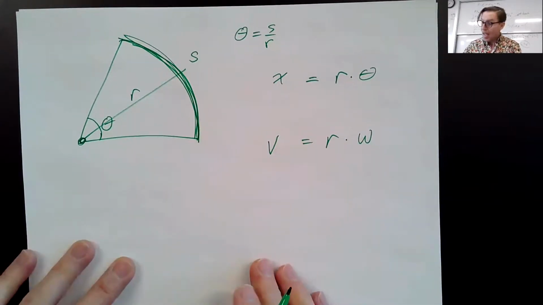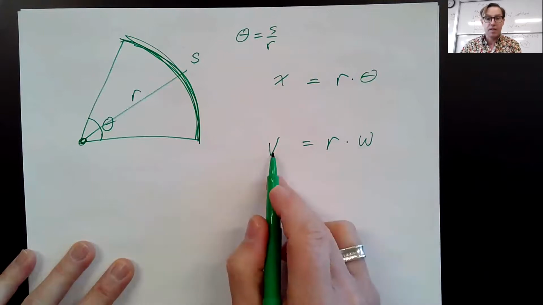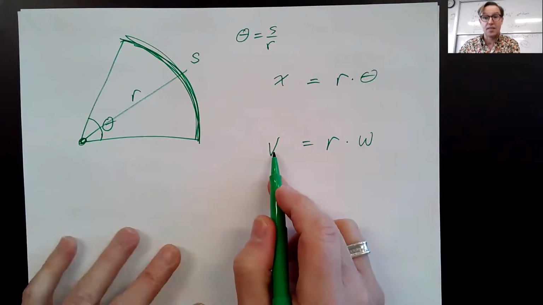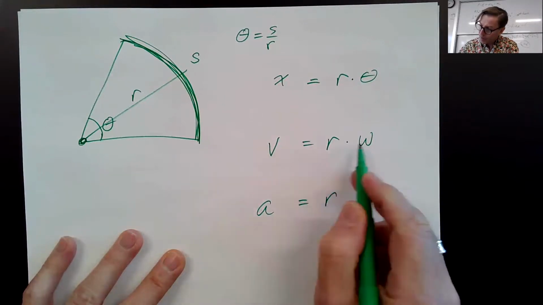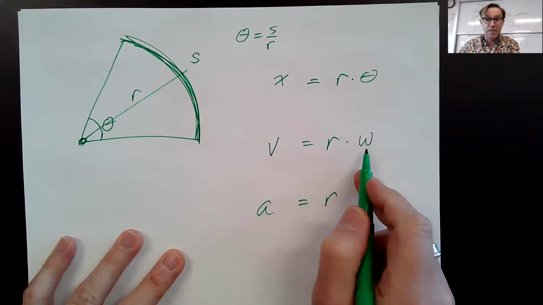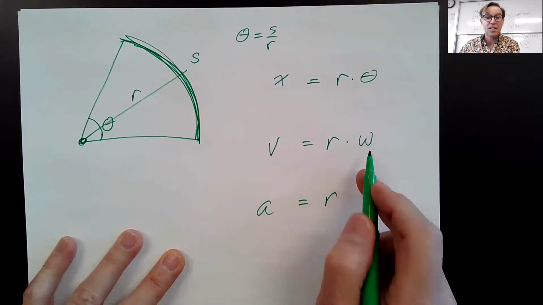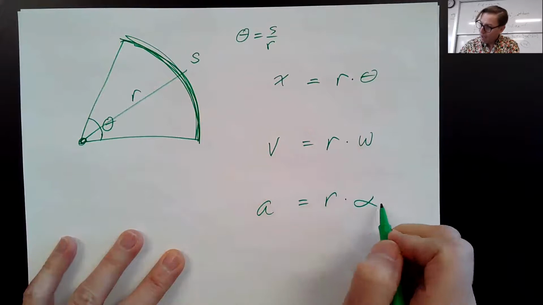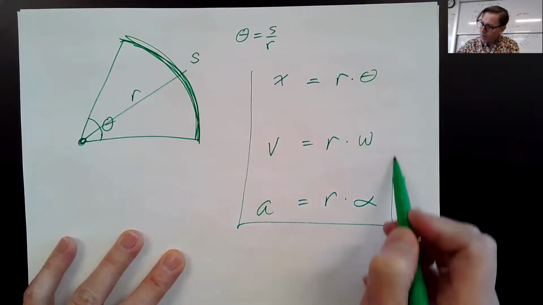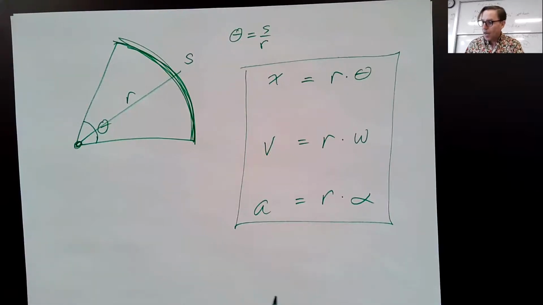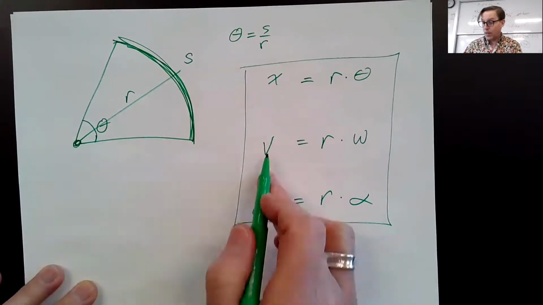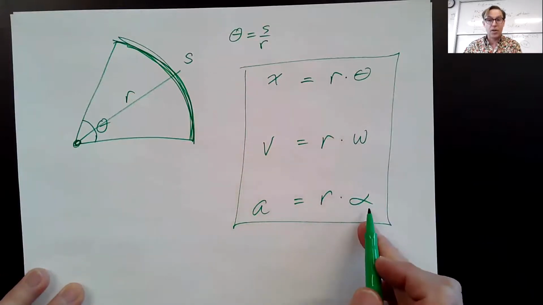Oh, and what if I divide both sides of this by t? Change in velocity divided by time is acceleration. Keep the r, divide by t. Omega, change in angular velocity divided by the time that takes, is alpha. So I love to put all three of these equations together. x equals r theta, v equals r omega, a equals r alpha. And it helps us understand how the linear quantities are related to the angular quantities.